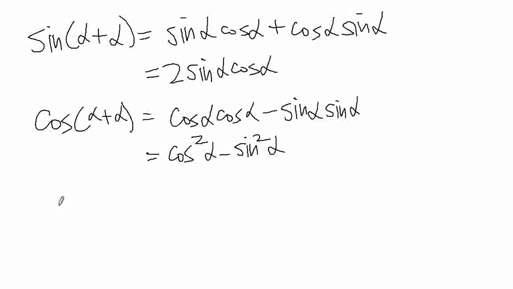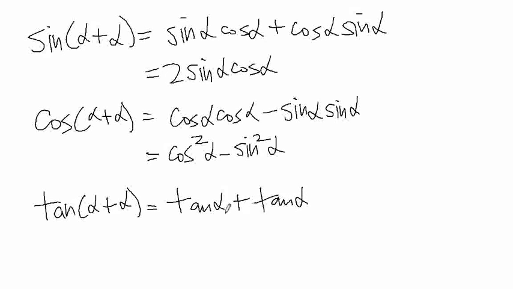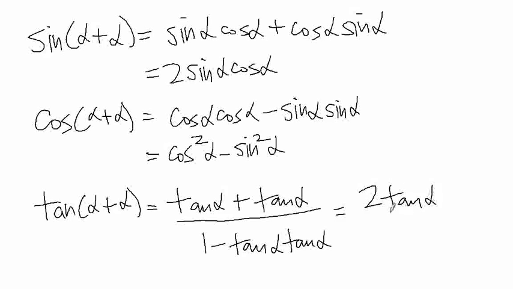And then we'll do likewise for the tangent function, the tangent of alpha plus alpha, using the sum identity with respect to the tangent function. I get the tangent of alpha plus the tangent of alpha over 1 minus the tangent of alpha times the tangent of alpha. That simplifies to 2 times the tangent of alpha all over 1 minus tangent squared of alpha.